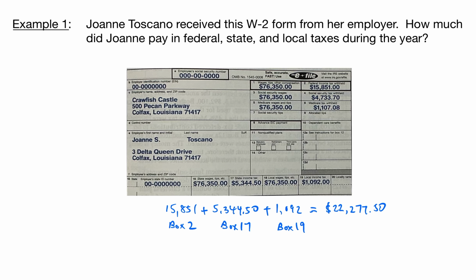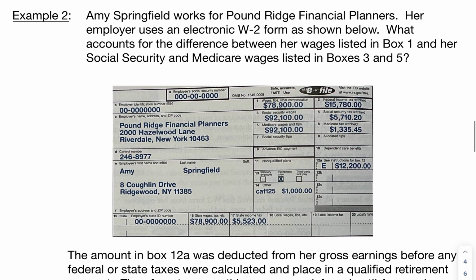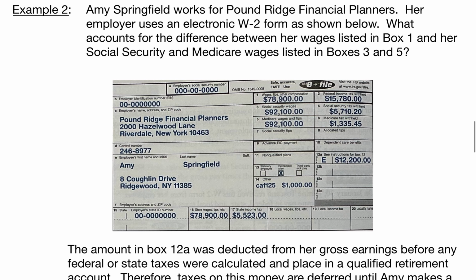Okay, so let's go ahead and move on to example 2. All right, in this example, Amy Springfield works for Pound Ridge Financial Planners. Her employer uses an electronic W-2 form as shown below. Okay. What accounts for the difference between her wages listed in box 1 right here and her Social Security and Medicare wages in boxes 3 and 5?